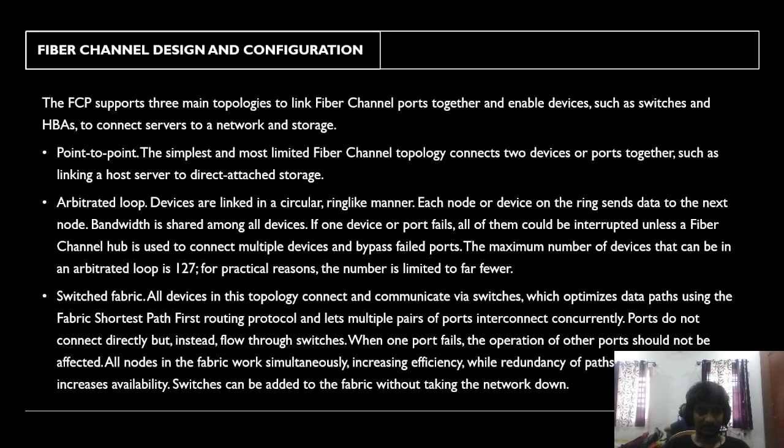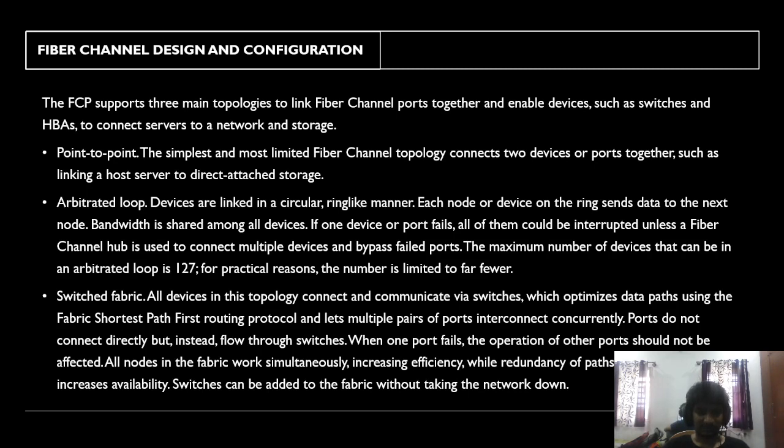The arbitrated loop. The devices are linked in a circular ring-like manner. Each node or device on the ring sends data to the next node, and the bandwidth is shared among all devices. If one device or port fails, all of them could be interrupted unless a fiber channel hub is used to connect multiple devices and bypass failed ports.